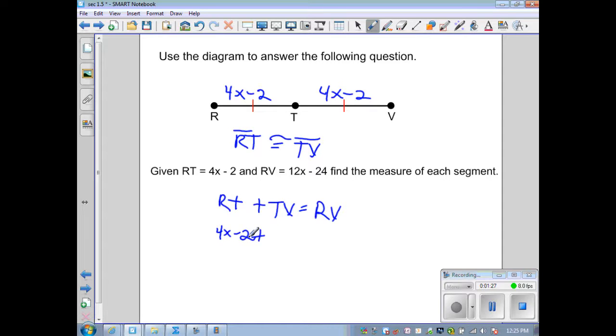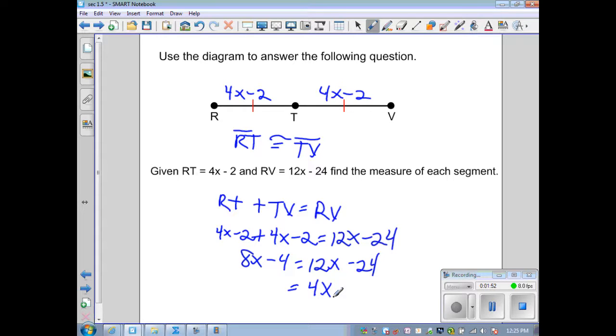TV is 4x minus 2, and RV is given to be 12x minus 24. Then we simplify and solve. I'm going to get 8x minus 4 equals 12x minus 24. Therefore, I know that 4x is equal to 20, and x is equal to 5. Now I just substitute into each expression, and I can find the value for each of my segment lengths.